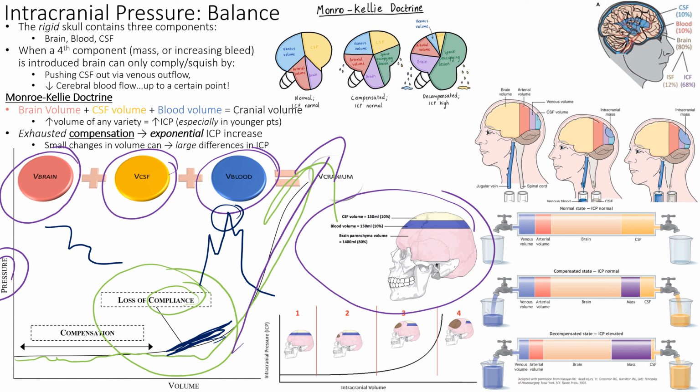This is called the Monro-Kellie hypothesis, right? So Monro-Kellie is the guy that came up with this. He said, hey, you've got three things, and if the three things go up, the pressure goes up. It's like, oh, Nobel Prize, yay, right? So yeah, that's what we're looking at, right?